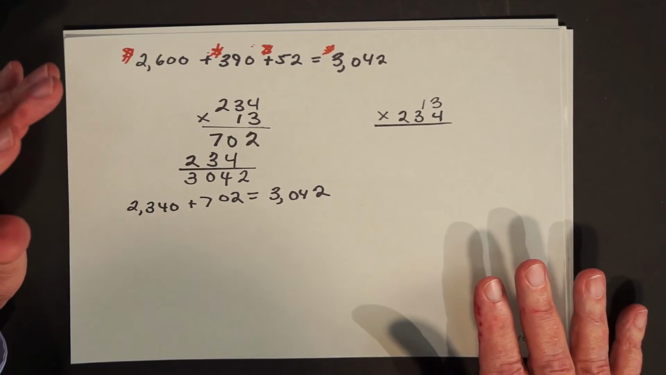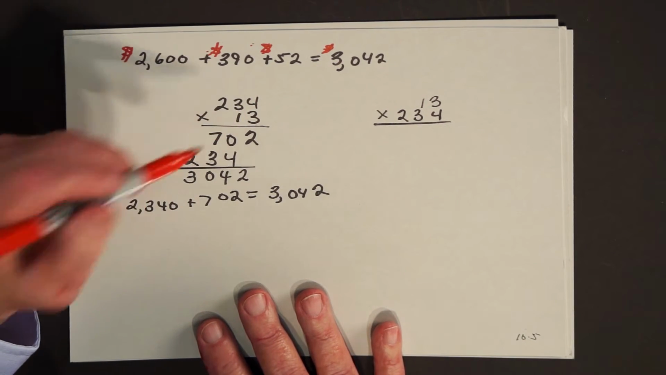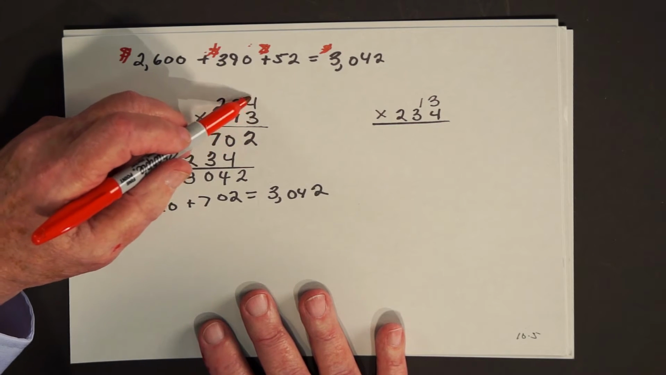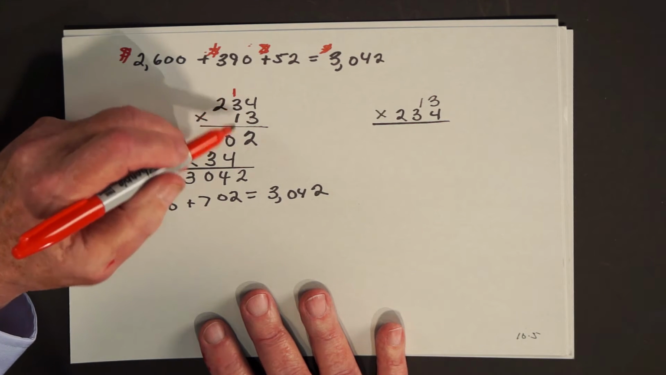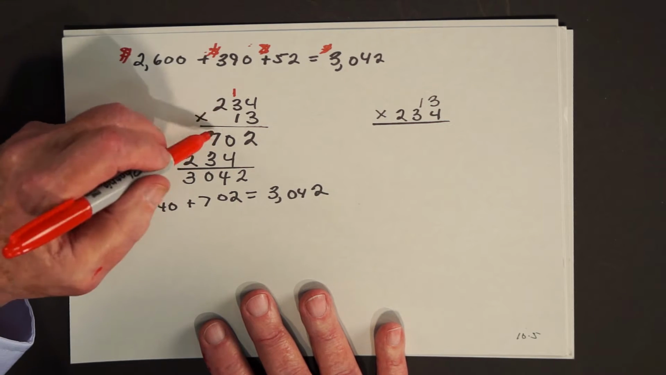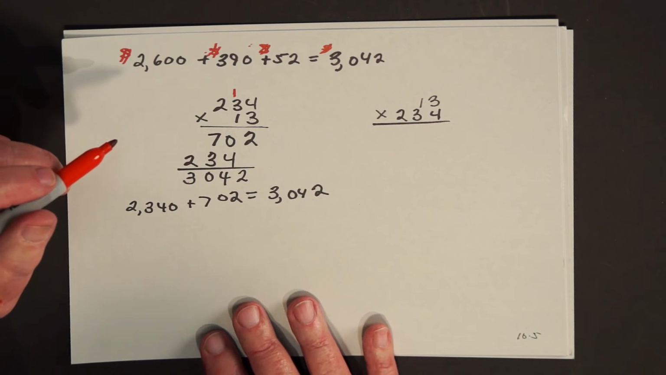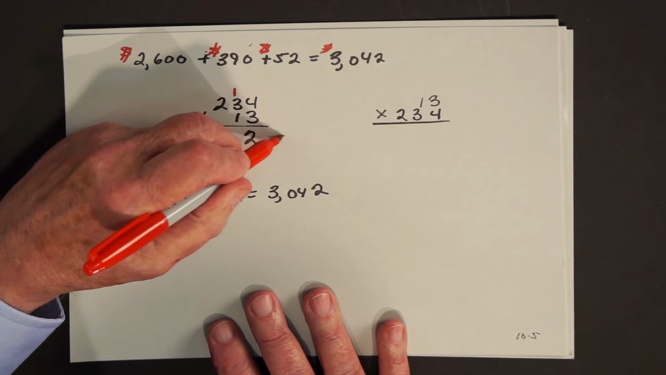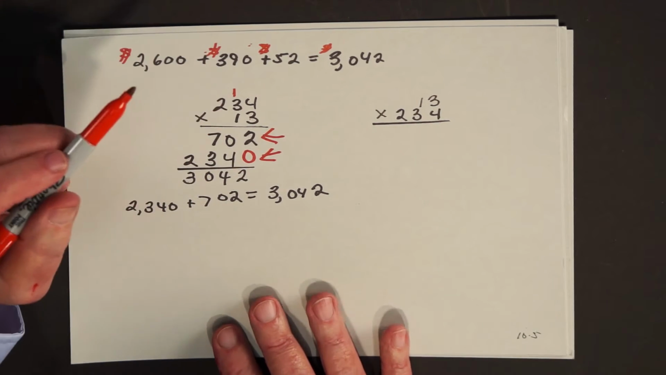Now, how did we check that? We checked that by multiplying 234 times 13 to see if that would give us 3,042. 3 times 4 is 12, put down the 2 and carry the 1. 3 times 3 is 9 and 1 is 10. Put down the 0 and carry the 1. 3 times 2 is 6 and 1 is 7. 234, and so on, and we get down to 3,042 this way. Now, what's interesting is these two numbers that we added don't look anything at all like these three numbers that we added.